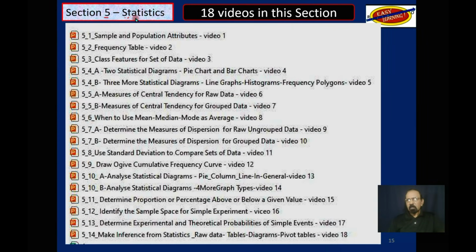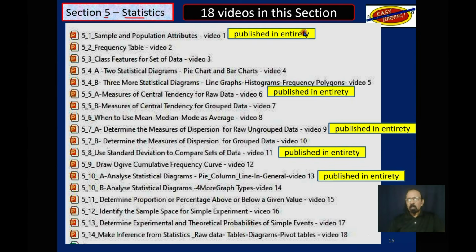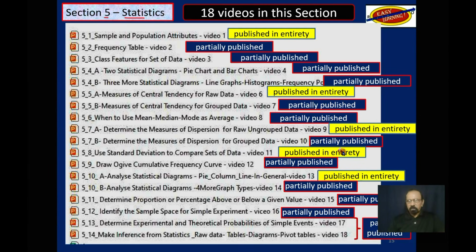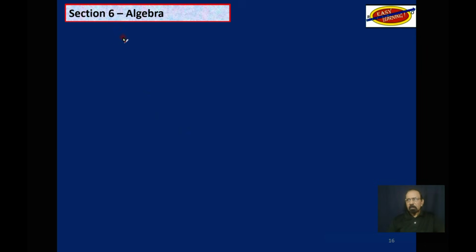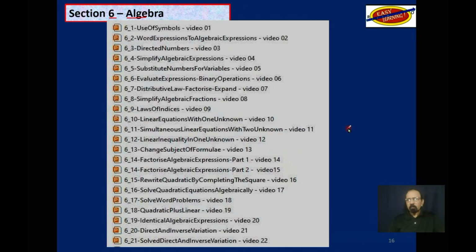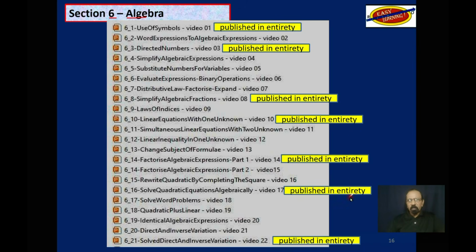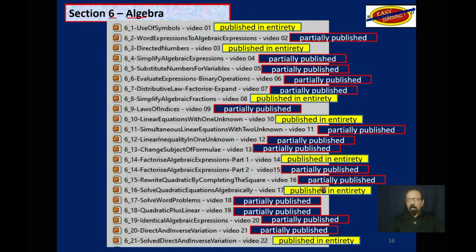Section 5, Statistics. Same principle. A number of these videos have been published on YouTube in their entirety, the others partially. Again, please see directions in the description below for full access to these videos that are only partially published on YouTube. Section 6, Algebra. Same principle. These videos that you see indicated in yellow here have been published on YouTube in their entirety, and the others partially. Keep in mind that those that are partially published, then they deal with each of these objectives partially.